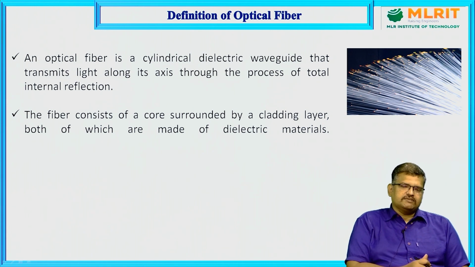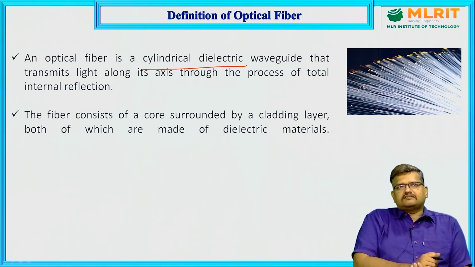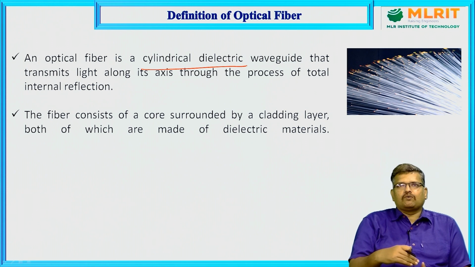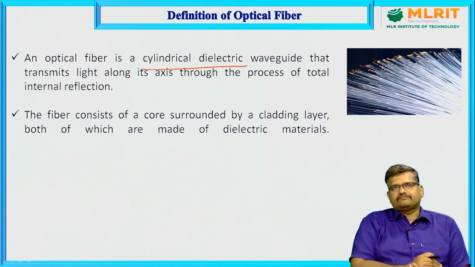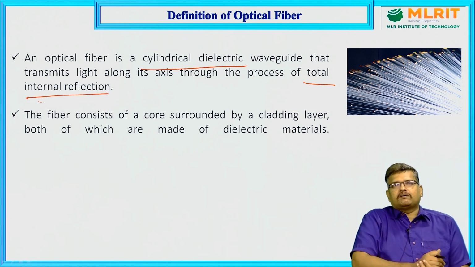Now, before that we should know what is meant by fiber optics. Fiber optics is a cylindrical dielectric waveguide that transmits light along its axis. Another important aspect is that you can achieve total internal reflection. Whatever signal we are propagating can be reflected back into the core and transmitted. So total internal reflection is one of the important parameters in the fiber optic communication system.